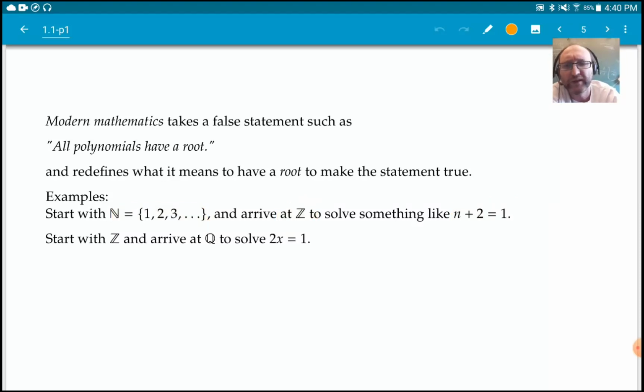All right, well, you could go further. You could look at some equation like 2x equals 1. Well, that's not possible to solve with Z, but we could get the rational numbers by basically saying, well, I want to solve these guys. For example, the solution here is 1/2. How do we write 1/2? 1 divided by 2. Did we really solve anything, or did we just make up a new concept, right?